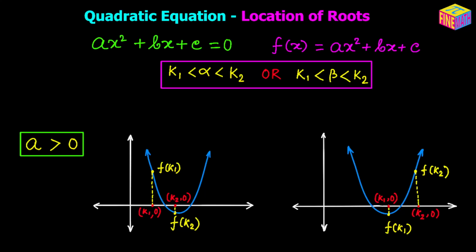Now at those points, if you think about the value of the function, or rather the nature of the value of the function, in the first diagram you can see that at k sub 1 the function value, which is f of k sub 1, is looking positive, and the function value at k sub 2, which is f of k sub 2, is looking negative. And similarly in the second diagram, the function value at k sub 1 is looking negative and the function value at k sub 2 is looking positive.